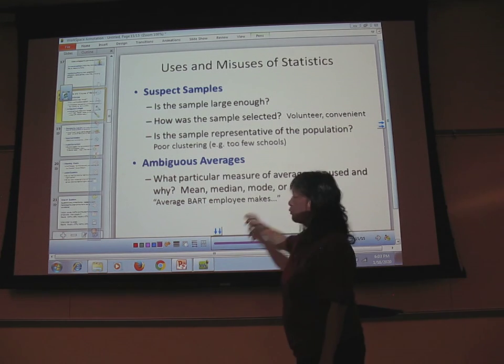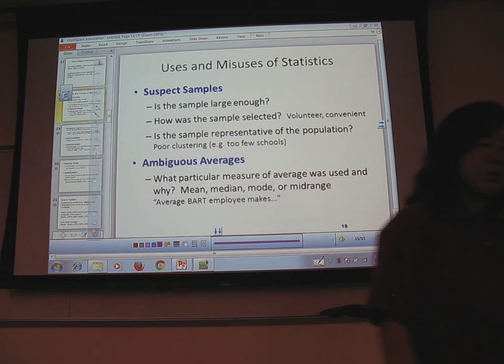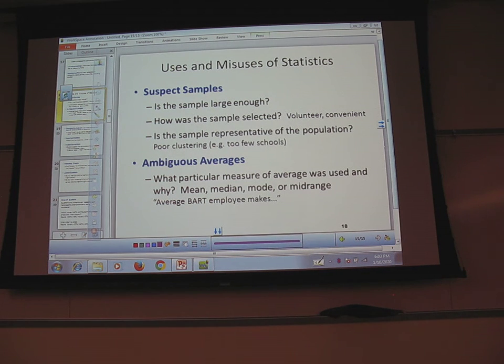There was this commercial that came out, a political commercial. Obviously, politics are full of ways of abusing statistics. That said, the average BART employee makes, it was like $120,000, something crazy like that, which people should obviously doubt because that seems ridiculous. And I first thought, oh, he means the midrange, or he's doing something weird with average. But as it turns out, what he was doing was he was counting. Who's ever gotten a paycheck?